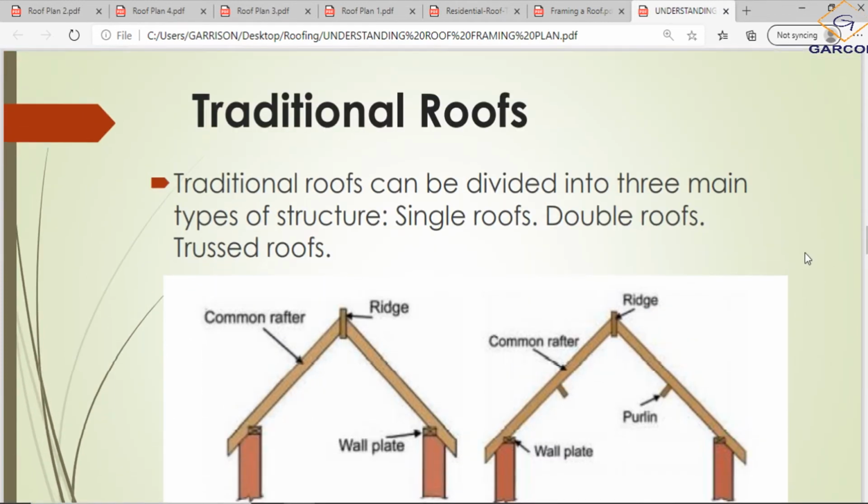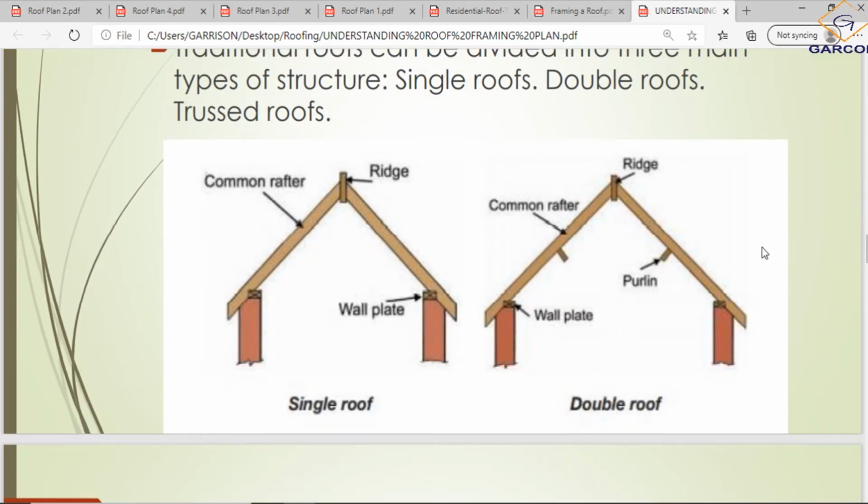You have traditional roof. Traditional roof can be divided into three main types: single roof, double roof, and truss roof. This is a single roof because the span is probably not wide, so you don't necessarily need a strengthening beam. Just a ridge and the rafters, which is the regular roof that we build.